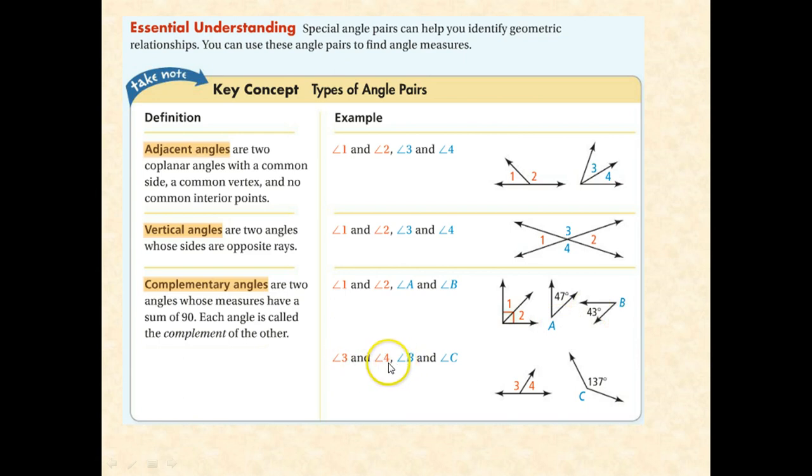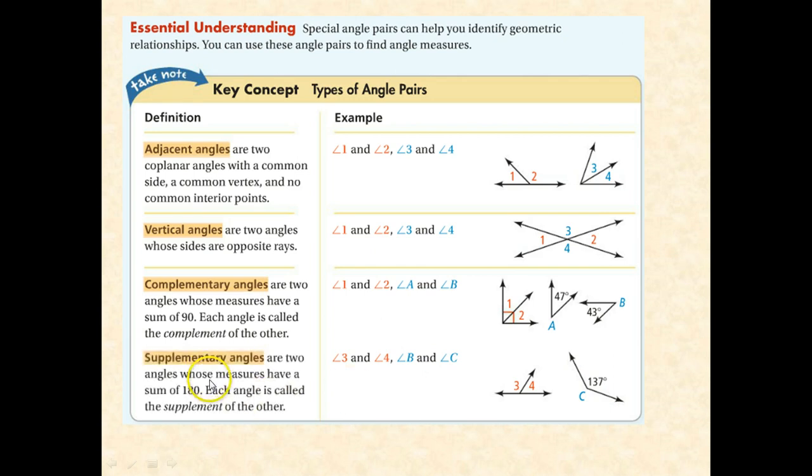So what about angle 3 and angle 4? What do they have in common? What about angle B and angle C? How are they related? Yes, they actually are cousins. But more importantly, they're supplementary angles. Supplementary angles are two angles whose measures add up to 180 degrees, and each angle is called the supplement of the other. Angle 3 is the supplement of angle 4 because they add up to 180 degrees.